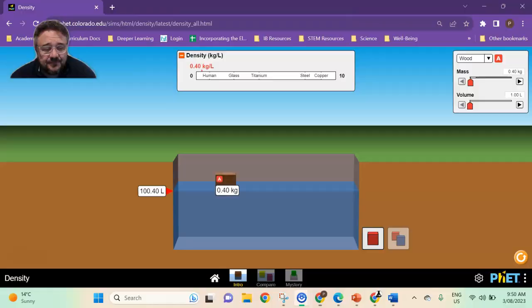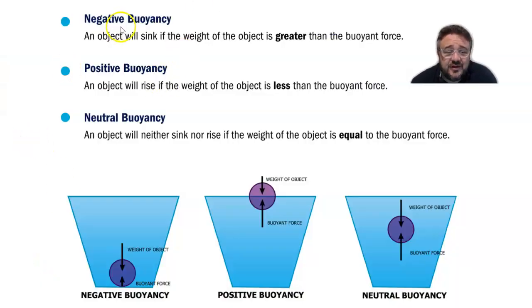Now, stick with me for a sec. This is our example. Remember this from class. Something has negative buoyancy if it sinks, and what that means is that the weight of the object is greater than the buoyant force. We have positive buoyancy if something rises, so the weight of the object is less than the buoyant force of the water. And we have neutral buoyancy if it doesn't sink or rise, but just floats in the middle. All right. So we're looking to see if, at maximal density, will an object have negative buoyancy, positive buoyancy, or neutral buoyancy? That's our experiment. And conversely, at the lowest density, will our object have negative, positive, or neutral buoyancy?